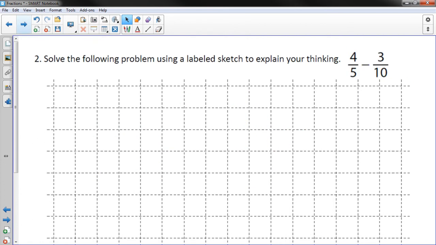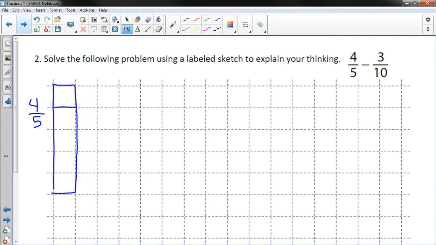Let's look at 4/5 minus 3/10. Okay, first thing I notice is that it's a subtraction problem, so we gotta be careful with that. So let's go ahead and build 4/5, but you have to think of it comparing to 3/10. So someone might go ahead and do this, which is what 4/5 is, but you're going to be subtracting a different fraction with a different denominator. You're going to be subtracting 3/10.